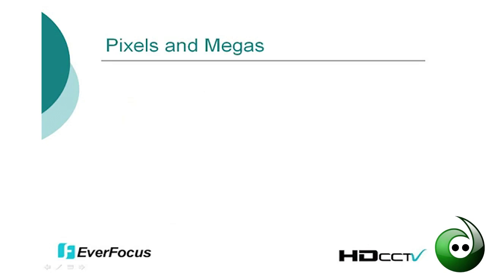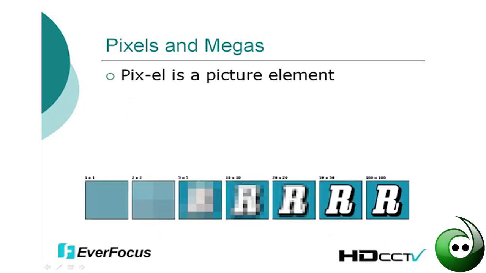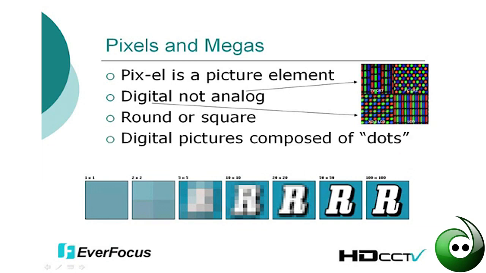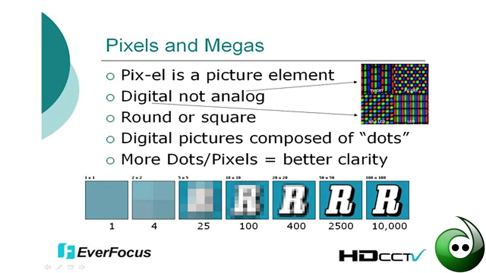That brings us to pixels and megas, as in megapixels. A pixel is a picture element. Pixels are digital, non-analog. They may be round or square, but digital pictures are composed of dots in a grid pattern. The more dots, the more pixels, the better the clarity.